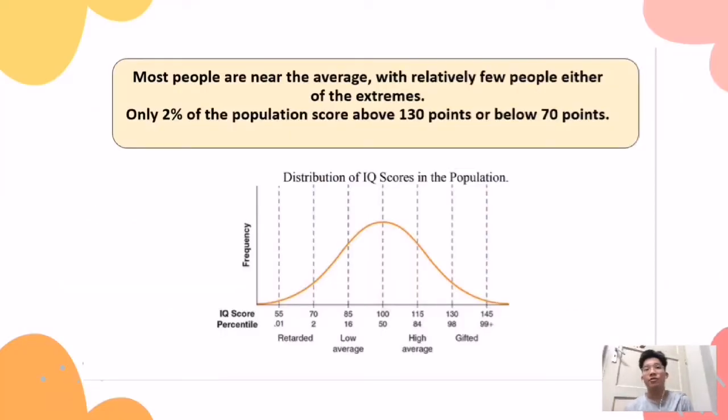The graph diagram shows the distribution of IQ scores in the population. From what we can see, most people are near the average, and relatively few people are at the extreme low or extreme high of intelligence. Only 2% of the population score above 130 points or below 70 points.